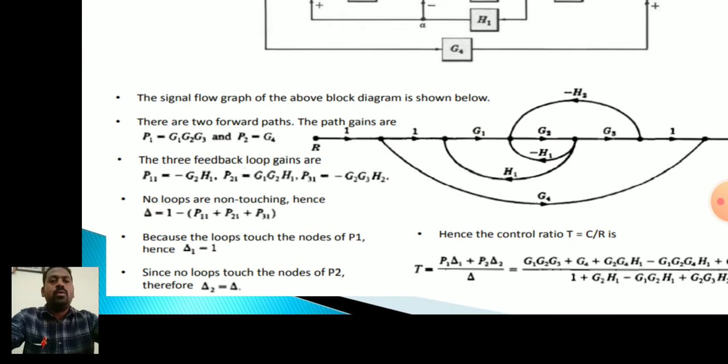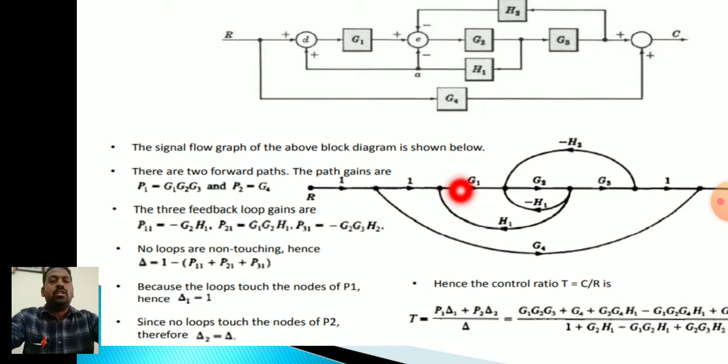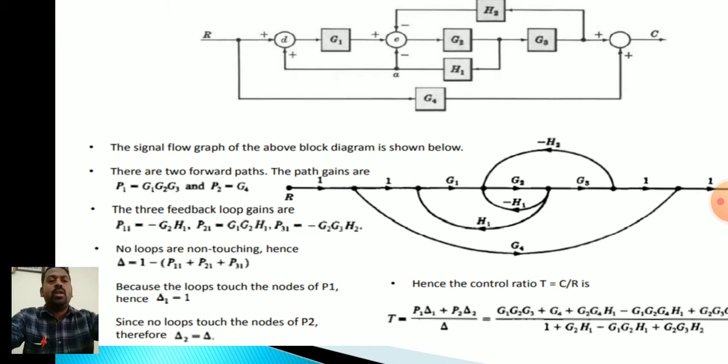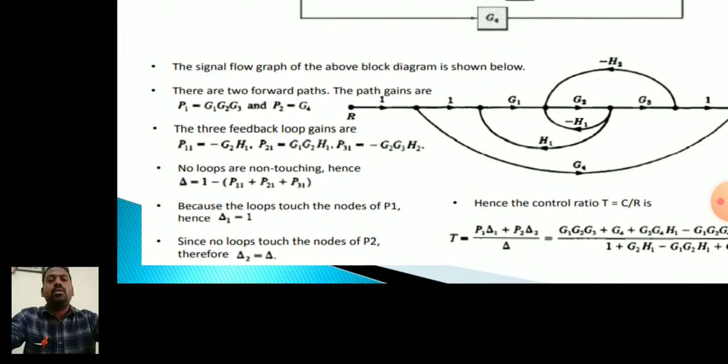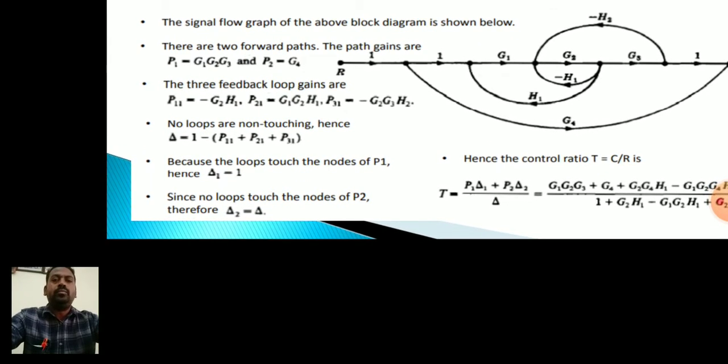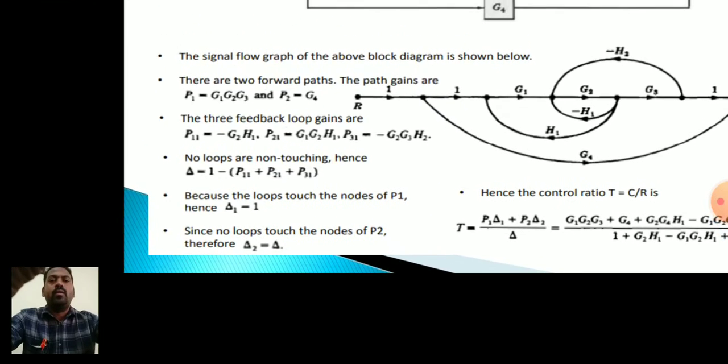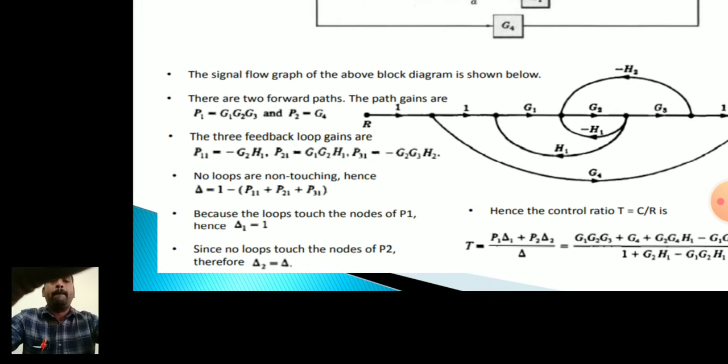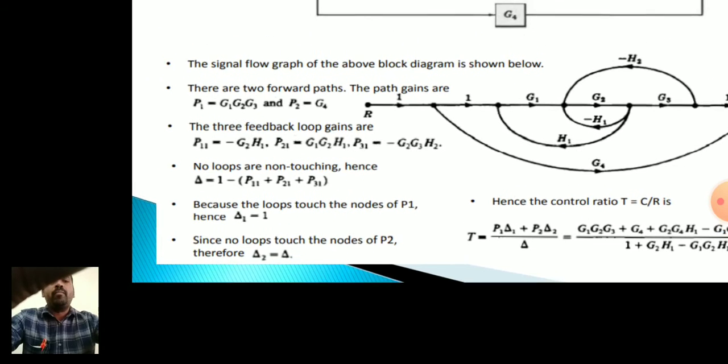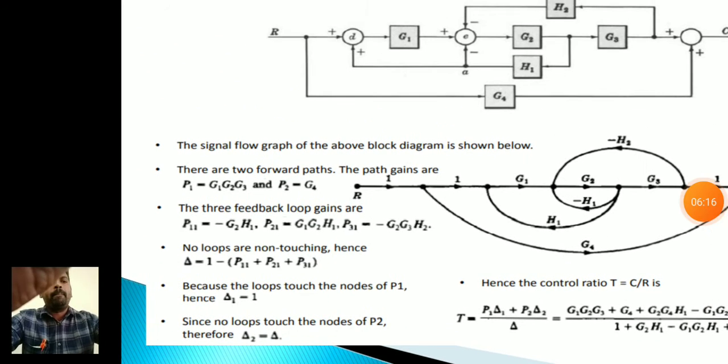So no loops are non-touching, all are touching each other because this is the node. These two nodes are common between all the loops, hence there are no non-touching loops. So once again here there are no non-touching loops.